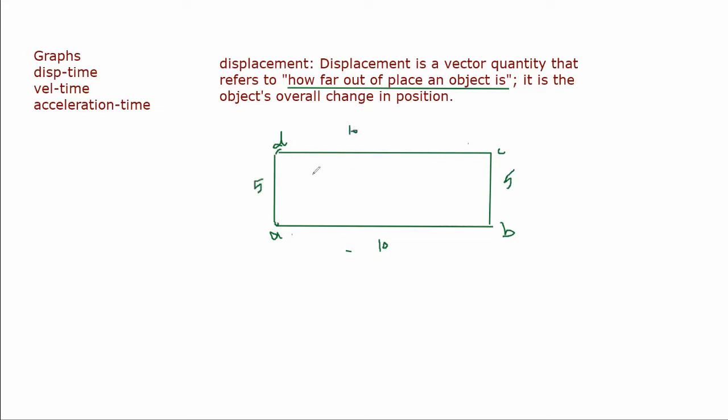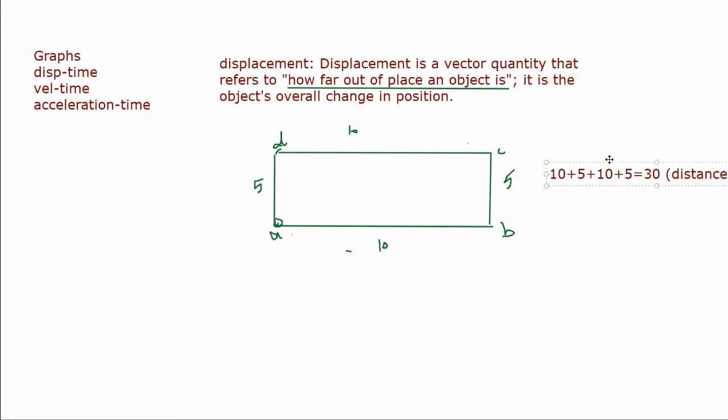So the question is that we have to calculate the distance that this object or this person covered and the displacement it covered. The distance covered will be 10 plus 5 plus 10 plus 5, so that would be equal to 30. And this is the distance. Now we want to calculate the displacement.